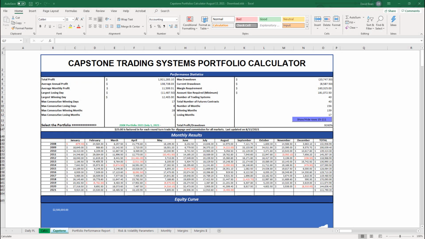I want to make a change to the 200K portfolio. I want to share this with you, the rationale and why we're doing this. We're going to reduce our risk and increase our opportunity for the type of market environment that we are in.